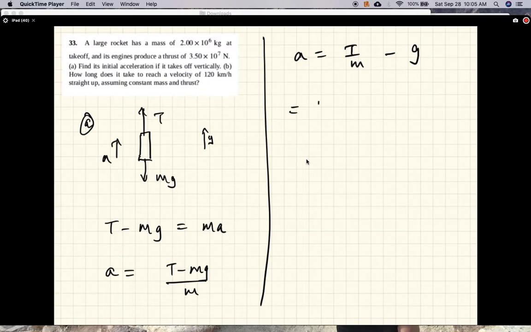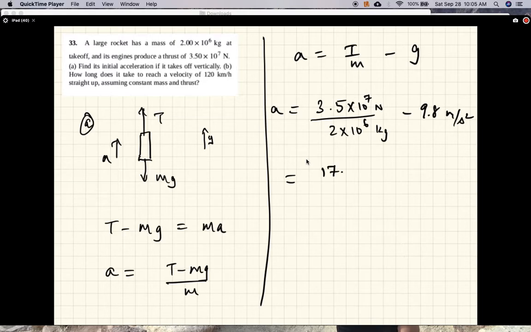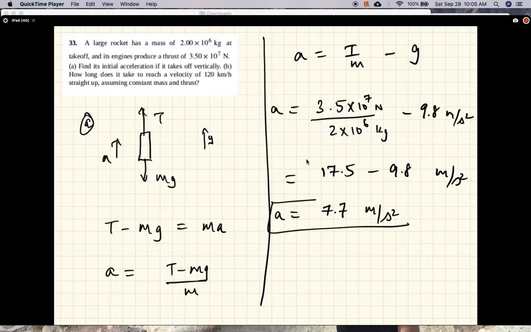So the acceleration of the rocket is 3.5 times 10 to the 7 newtons divided by 2 times 10 to the 6 kg minus 9.8 meters per second squared. So this is 35 divided by 2, which is 17.5, minus 9.8 meters per second squared, which is 7.7. So that is the acceleration of the rocket at takeoff.